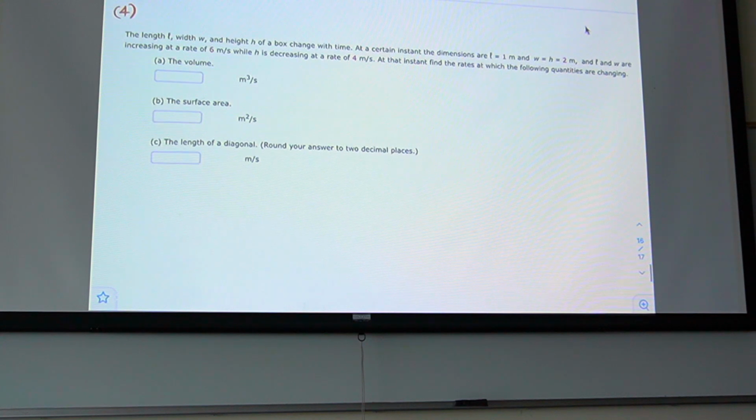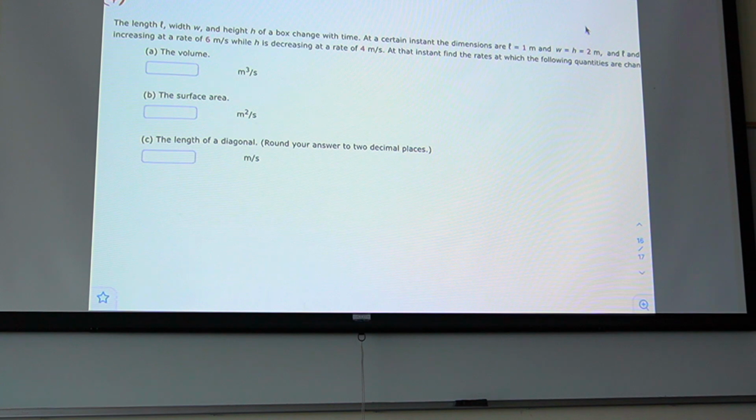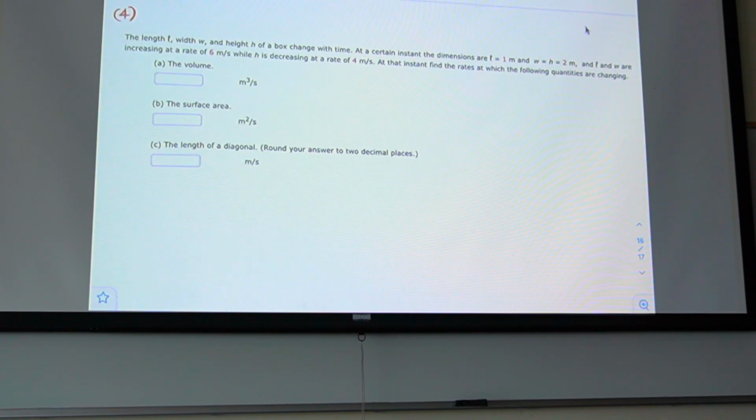Number four. Juan, could you read this? The length L, width W, and height H of a box change with time. At a certain instant, the dimensions are L equals 1 meter, and W equals H equals 2 meters, and L and W are increasing at a rate of 6 meters per second, while H is decreasing at a rate of 4 meters per second. At that instant, find the rates at which the following quantities are changing.